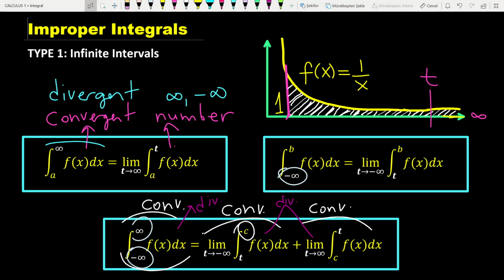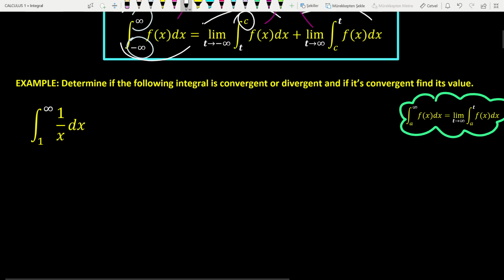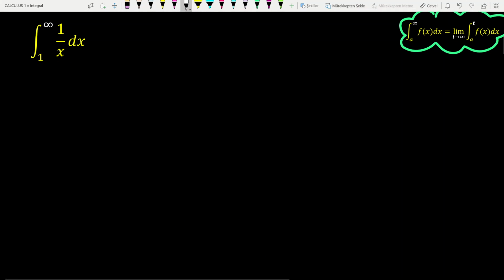Let me summarize this type. If the interval of integration is not bounded, we cannot use fundamental theorem of calculus part 2. This is why we have improper integrals and all these techniques. Let's try to understand the first type by some examples. This is the first example, and the rule is given here, as you see.